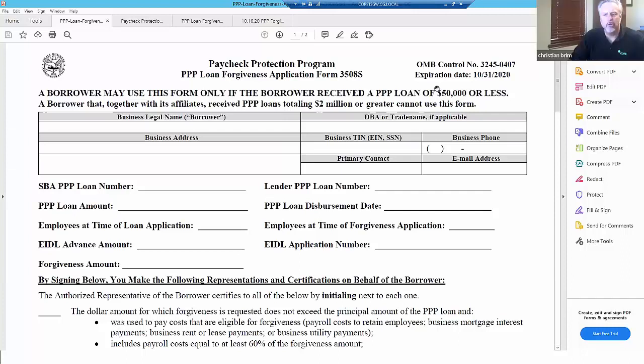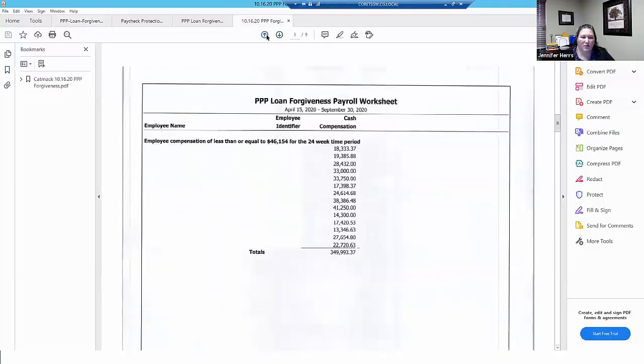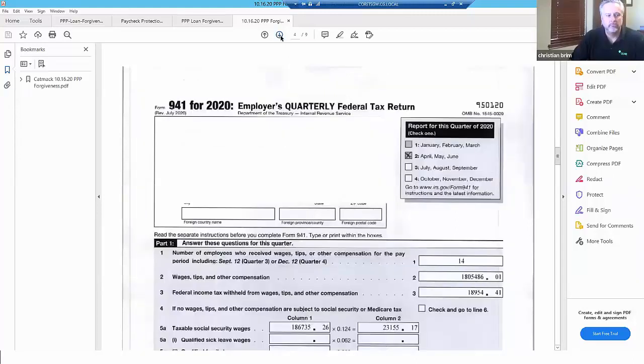So when you say payroll information, what does that look like? Payroll information looks like 5940. This is a form from our software. Other payroll software might have it, but I linked out the name and the identifier. It'll have per employee how much was paid in that time frame in your 24 weeks. Okay. And that is what they want. And then they want the 941s for that time period as well.